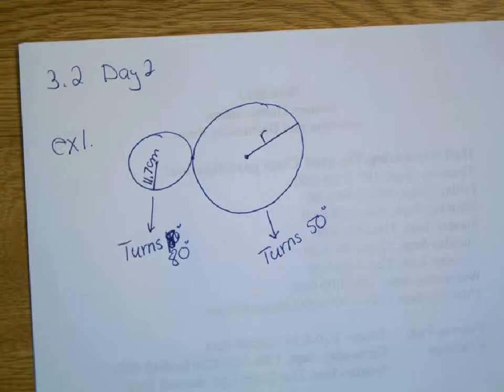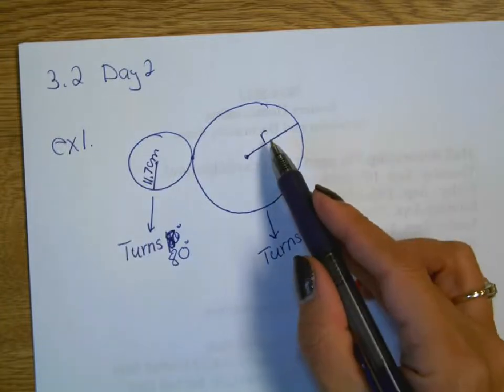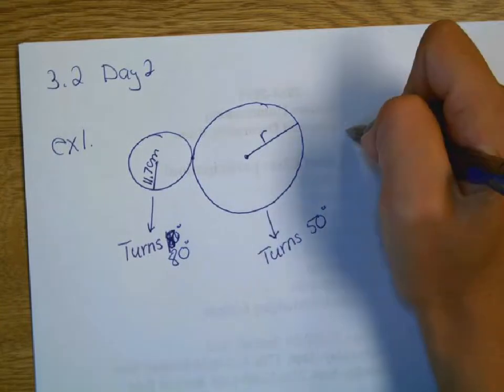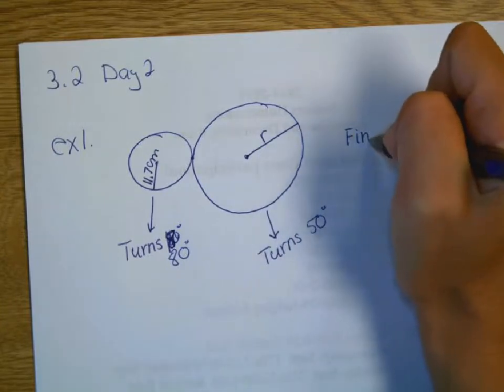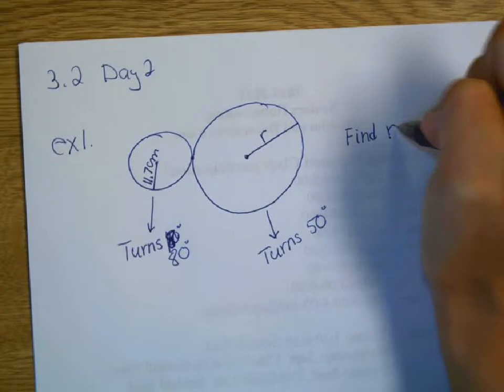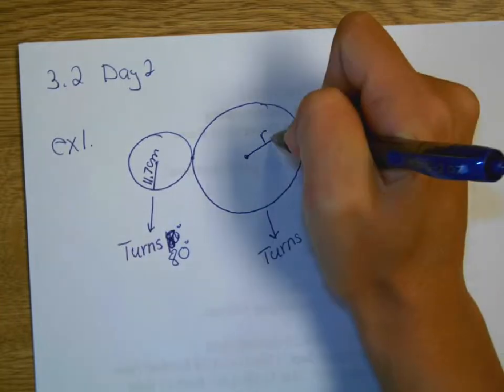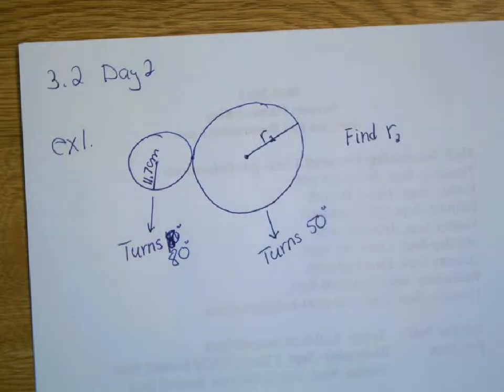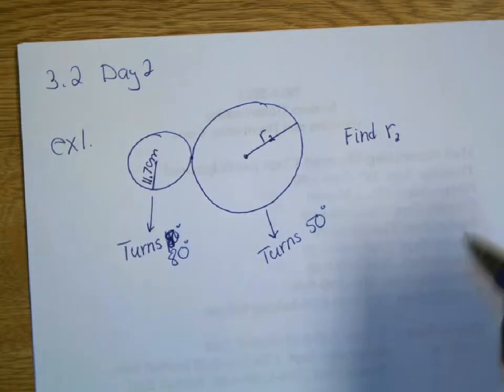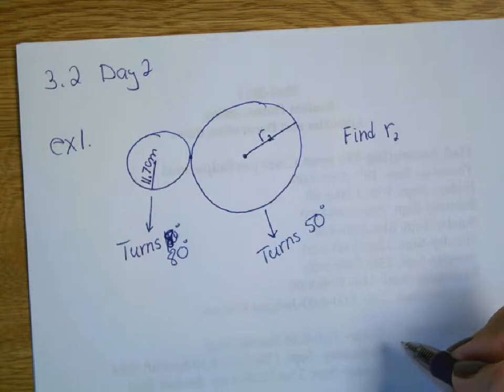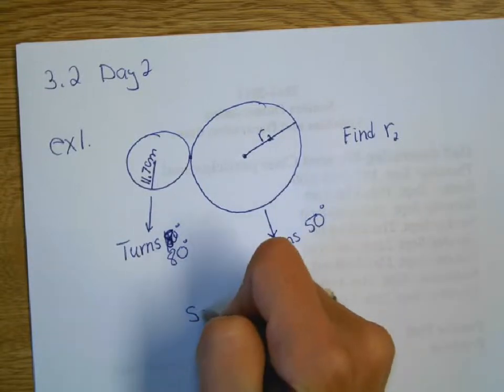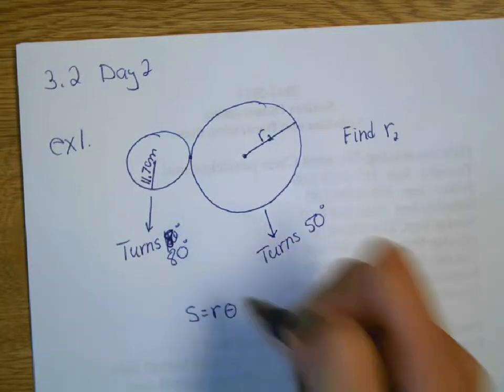Okay, so our goal is going to be to find the radius of the larger pulley, or gear. R2 we'll call it. Okay, the trick to doing these ones, when the 2 gears are stuck together, what is going to be the same? Think about the formula. What's our formula from Friday? Our arc length formula? S equals R times theta.